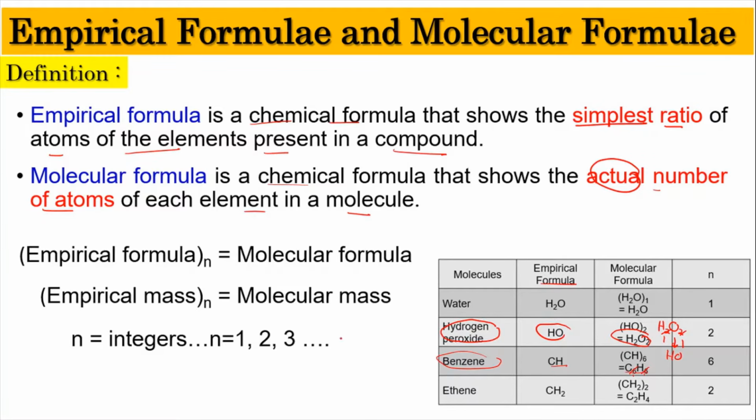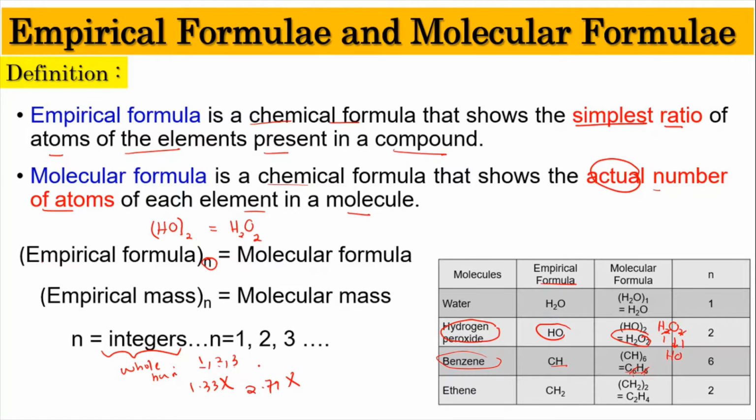So the relationship between empirical formula and molecular formula is that the empirical formula can be enclosed by a bracket with n. For example, in this case, (HO)2 is the same as H2O2. The n here needs to be an integer. Integers means that it needs to be a whole number, so it can be 1, 2, or 3. It cannot be 1.33. It cannot be 2.79. It needs to be a whole number.